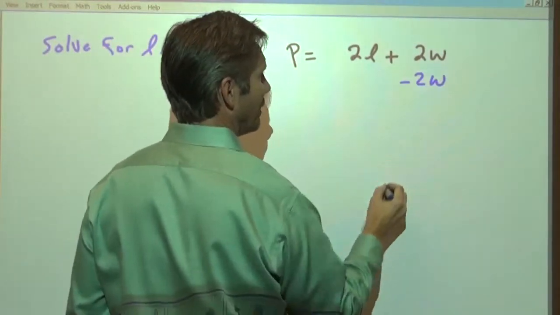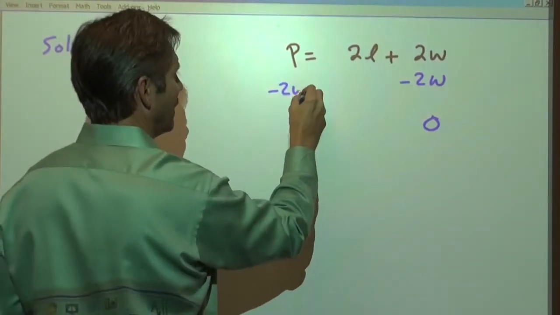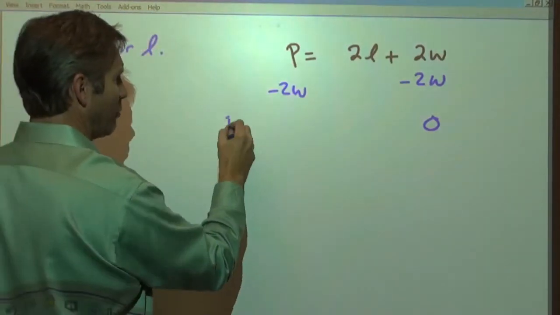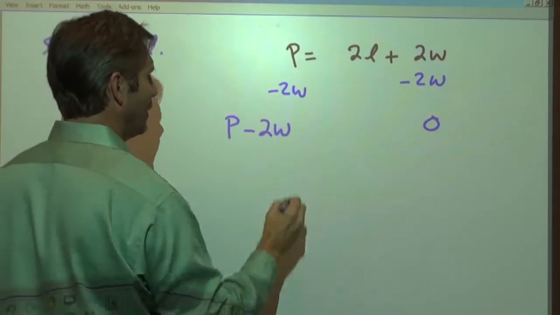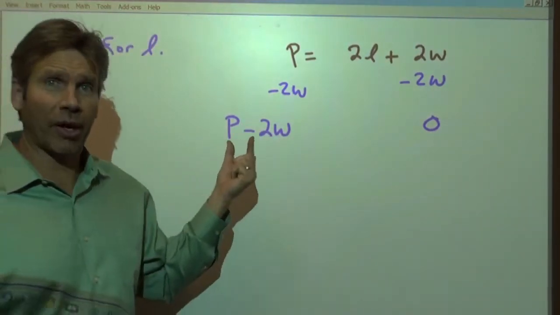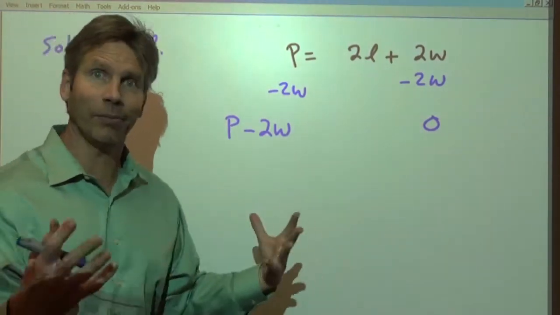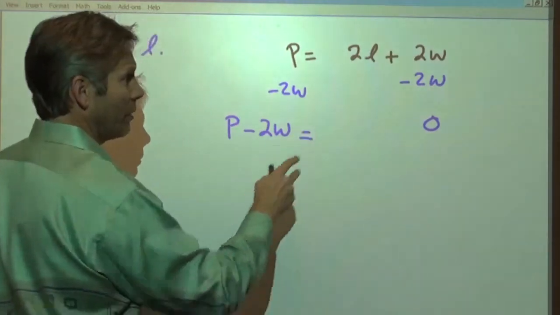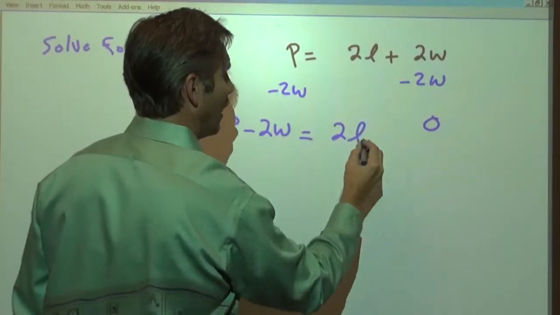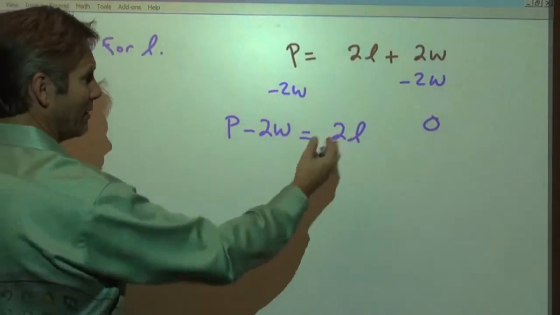We need to create the important number 0. We do that by subtracting 2W from this side. So what's left is we have P minus 2W. That's a variable expression, but P is some number, W is some number, so the result of P minus 2W is some number. And over here, what we're left with is just 2 times L. And by the way, L is a number. So, hey, there's what we have left.